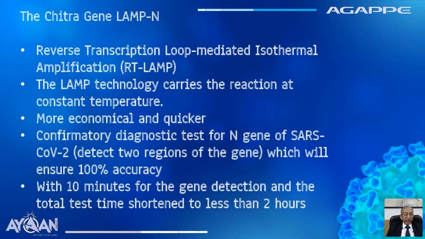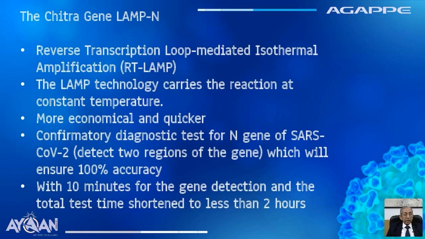Now, I go to the second type of nucleic acid test. That is the Chitra Gene LAMP. This is a reverse transcription loop mediated isothermal amplification. That is the LAMP. Its full form is loop mediated isothermal amplification. Why is it isothermal? Because in the ordinary usual PCR, which is most commonly done in India at the moment, there are three different types of temperature, and a cycler is required. A particular instrument is also required so that a different temperature can be kept at a particular timing.